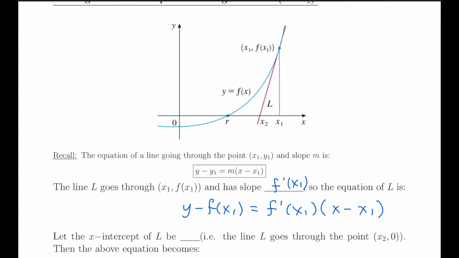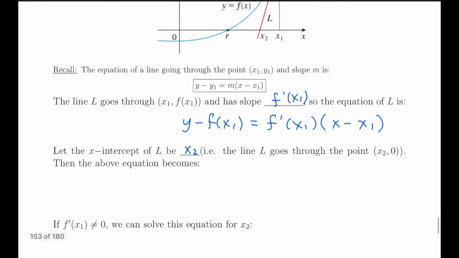So remember, our next approximation, called x2, is just the x-intercept of this line. Let's write that down first. So the x-intercept of L is called x2. So what that means is this line goes through x2 comma 0, which is this point here. So this equation should be satisfied if you plug in x2 for x and 0 for y.